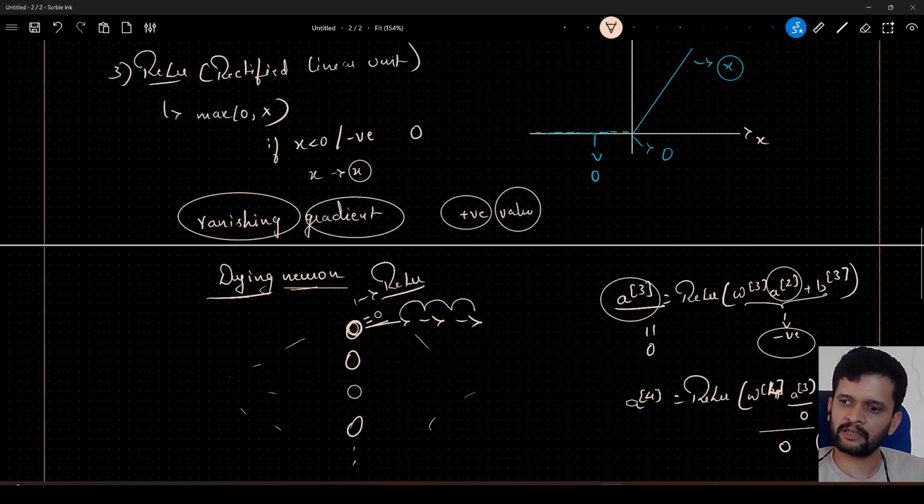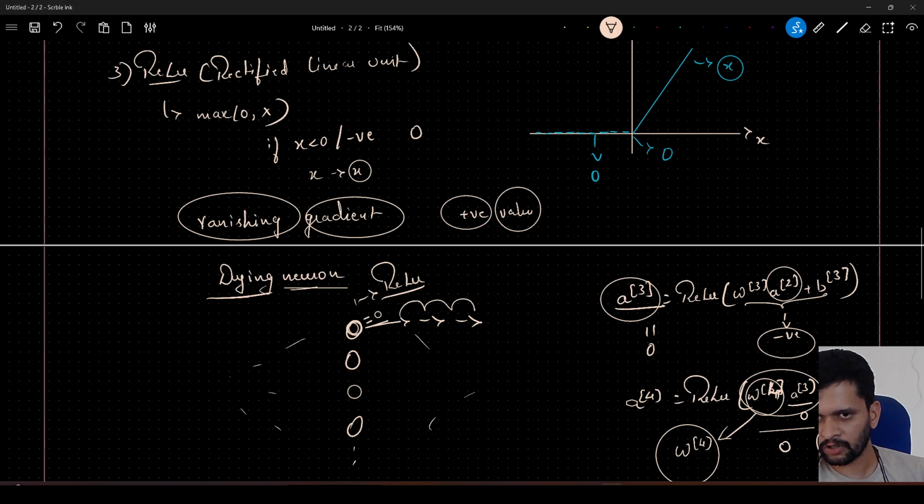If it's negative, again this will be turned to 0. If it's positive, then it will go as it is. So our values of these particular weights W4 will have no effect. So we will simply end up computing gradients for W4 and updating it for no use. Since this turns 0, the weight updation has no effect. So this is what is called the dying neuron problem. Okay, hope that is clear.